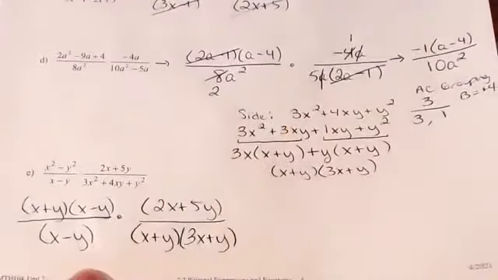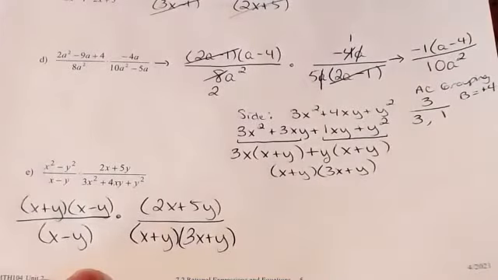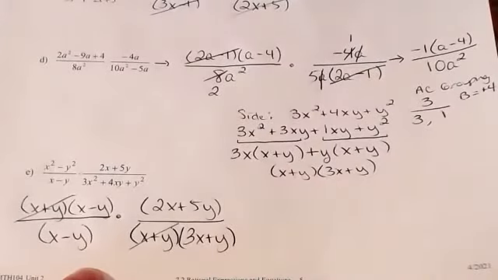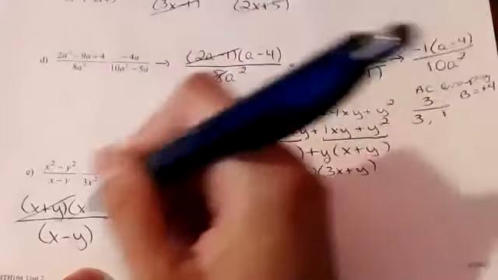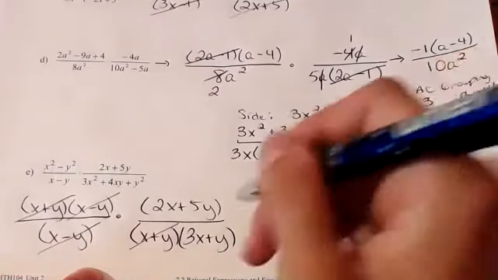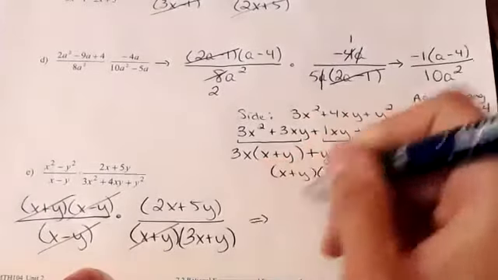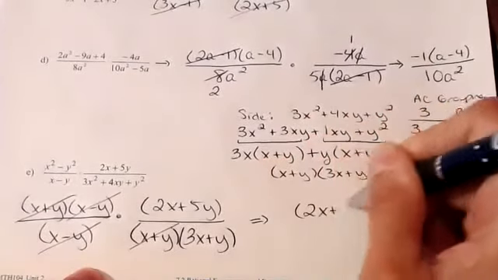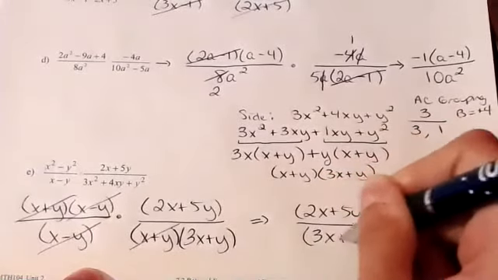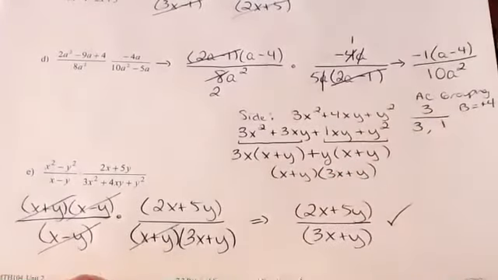Once everything has been completely factored, that's when we can say, let's go to town. X plus y, numerator for denominator. X minus y, numerator for denominator. All that's left is 2x plus 5y over 3x plus y, and you're good. That's your final answer. You cannot reduce any further because you don't have any exact matches. And you're done.